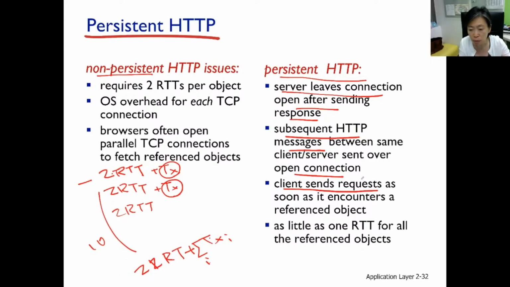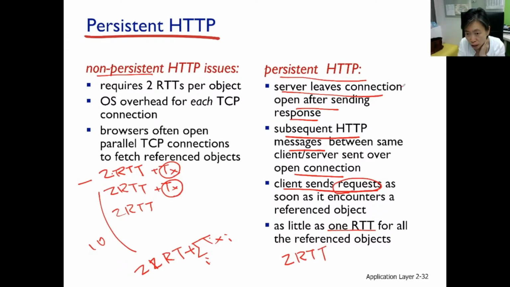Persistent HTTP without further clarification is persistent HTTP with pipelining. So the client here will send all the 10 requests as soon as possible. So in the end, it's just one round trip time plus the transmission time of all these objects. So altogether, just 2 round trip times.